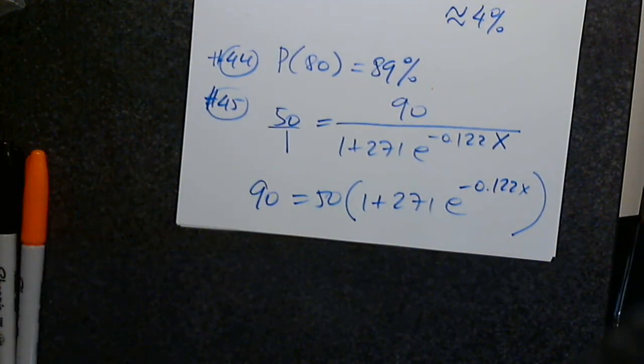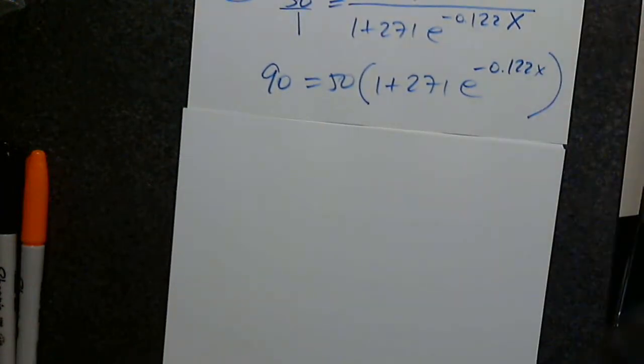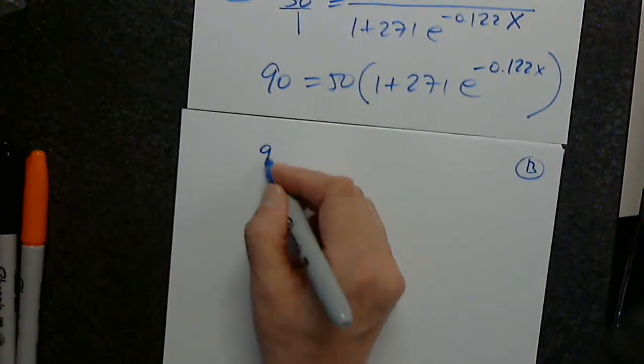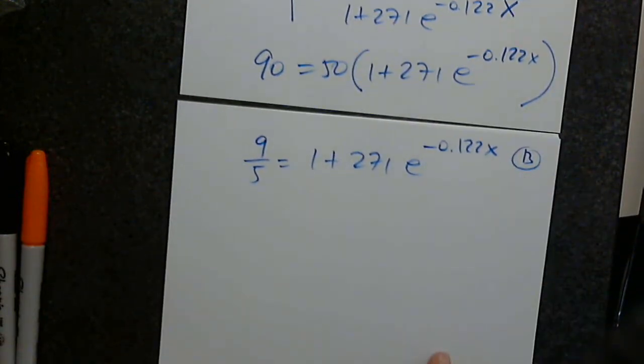Now we got rid of the proportion, and I want to get rid of something else. Remember, we have to get to e. So slowly and slowly, I'm peeling off everything till I get to e. So what is the next peel? 50. Yes, divide both sides by 50. That is the best thing. Can you distribute? Yes, of course. Is that an error? No. But it's easier if you divide both sides by 50. So I'm peeling off the 50. And we get 9/5 equals 1 plus 271 e to negative 0.122x.